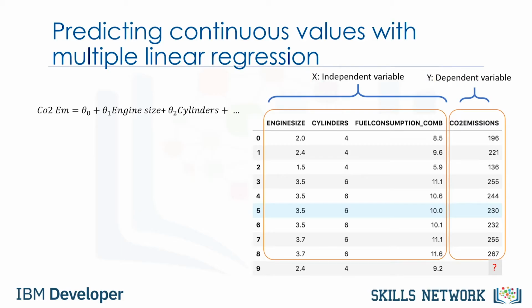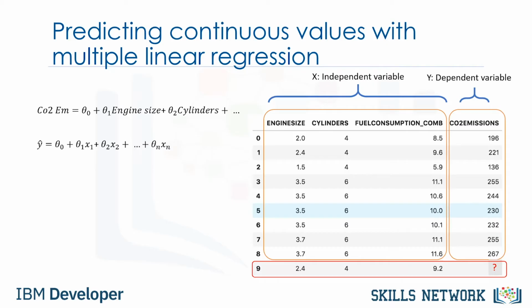Multiple linear regression is very useful because you can examine which variables are significant predictors of the outcome variable. Also, you can find out how each feature impacts the outcome variable. And again, as is the case in simple linear regression, if you manage to build such a regression model, you can use it to predict the emission amount of an unknown case, such as record number 9. Generally, the model is of the form y hat equals theta 0 plus theta 1 x1 plus theta 2 x2, and so on, up to theta n xn.